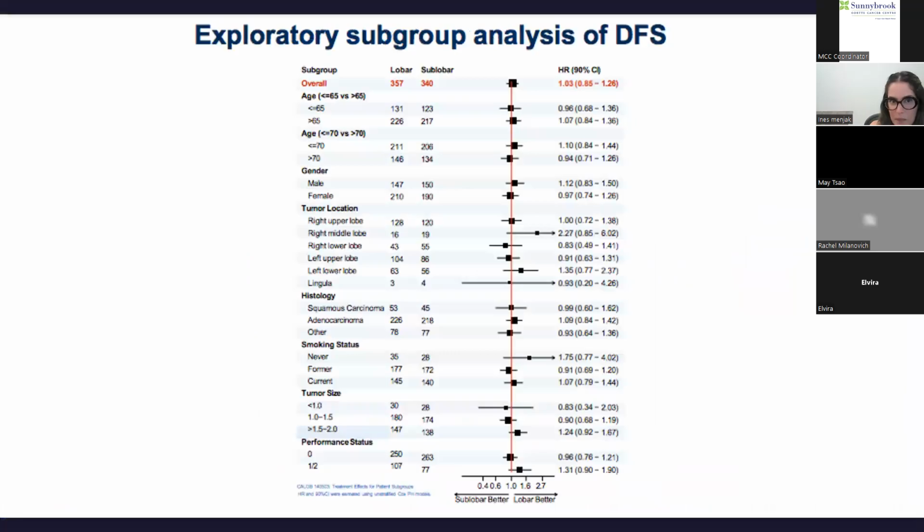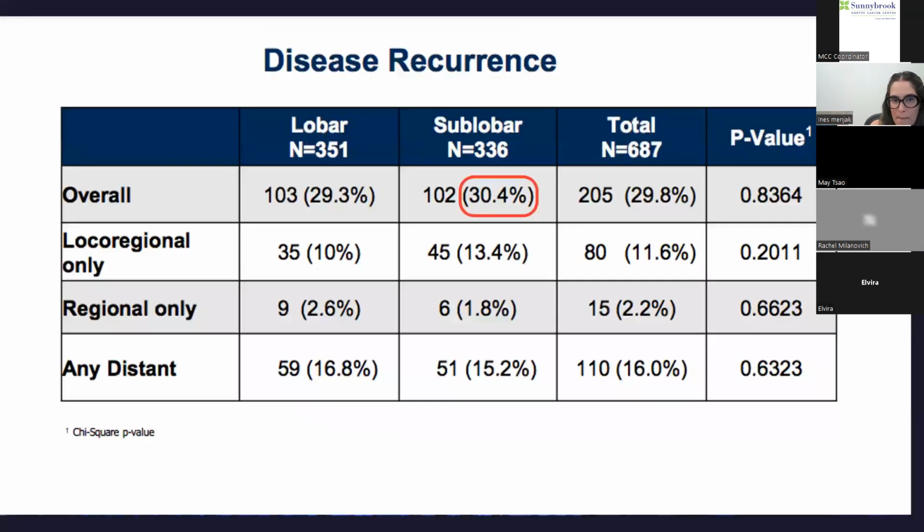In the analysis of exploratory subgroups, the disease-free survival was not different between sublobar resection and lobar resection in terms of age, race, gender, tumor location, histology, smoking status, tumor size, and performance status. In terms of disease recurrence, around 30.4% of the patients had overall disease recurrence in the arm of sublobar resection and 29.9% in the arm of the lobar resection. However, the P was not statistically significant.